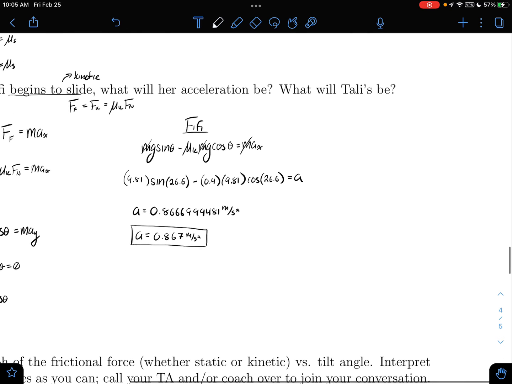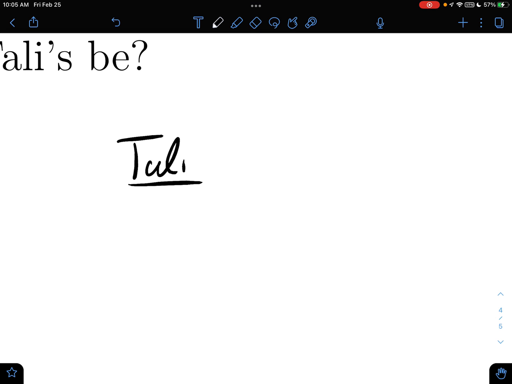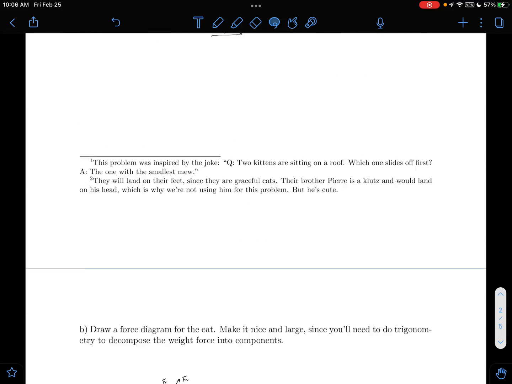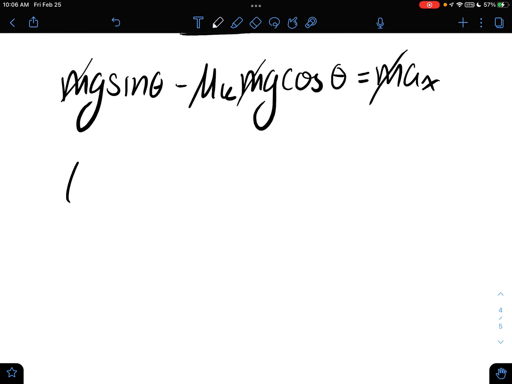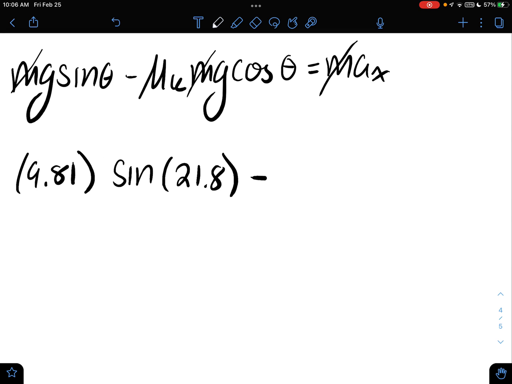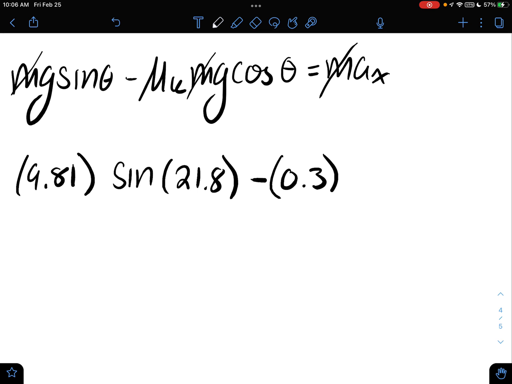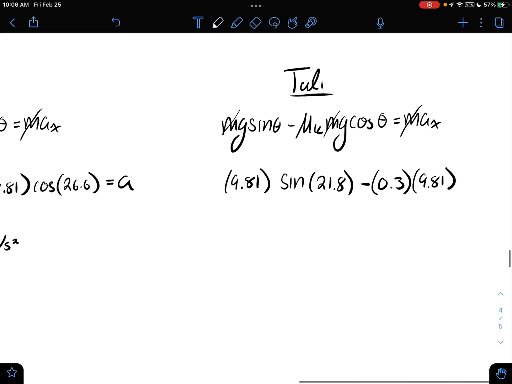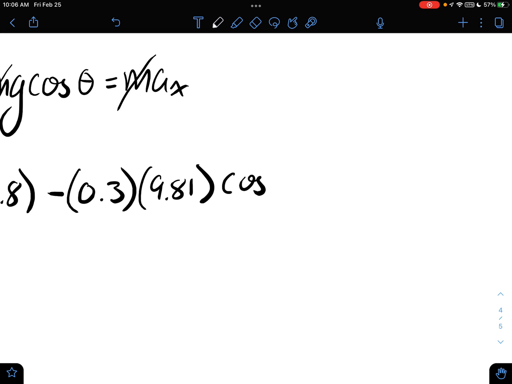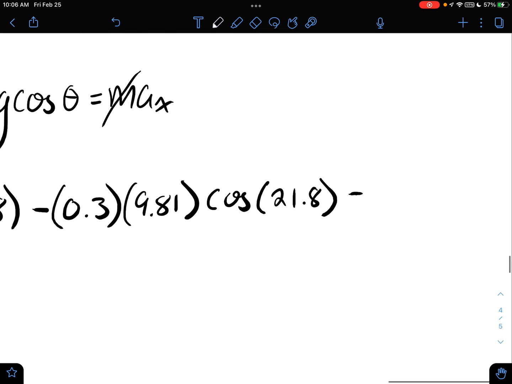Cool. Now let's do the same thing for Tolly. I'm stealing the same equation. When we cancel out mass, we're just plugging into it again. Tolly has a coefficient of kinetic friction of 0.3. So we're going to say it's our 9.81, it's our g, times our sine of, was it 21.8? Minus our mu k, which we said was 0.3, times our 9.81. Oop, I'm running out of space. Drag this down here real quick. Times our cosine of 21.8, and that's going to give us our acceleration.